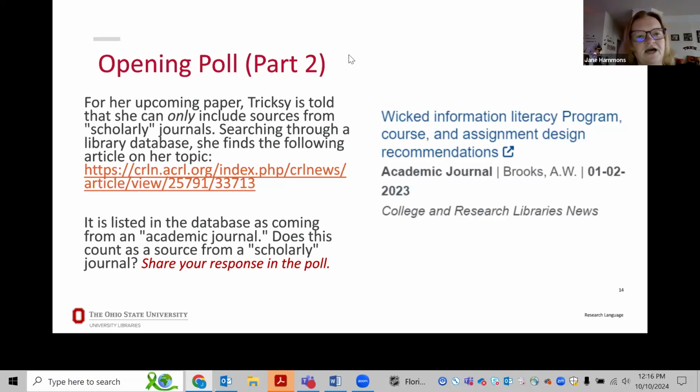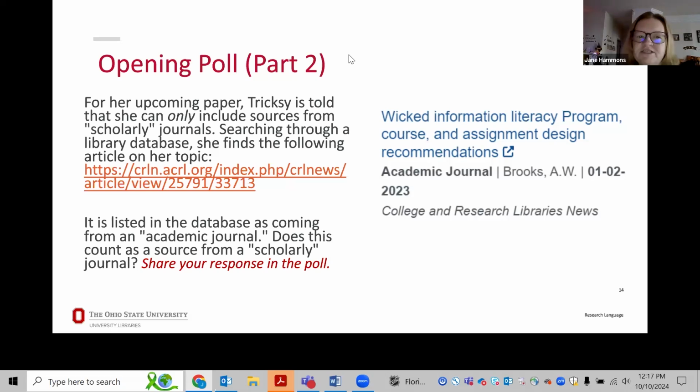Shauna said, I would classify this as a trade journal. Mary shared that this is a professional journal, but the articles are not peer-reviewed. Nancy shared, based on the information available, I would say yes, but the student might want to check with the instructor. Yep. Most folks are saying that it's a news magazine or a trade journal.